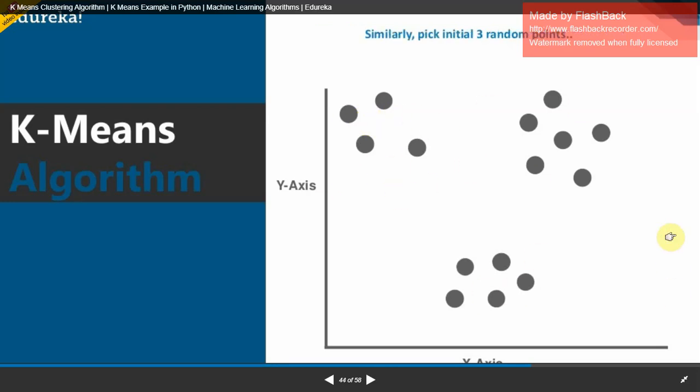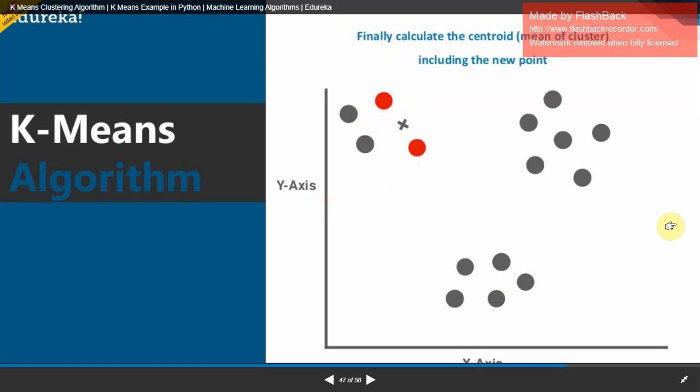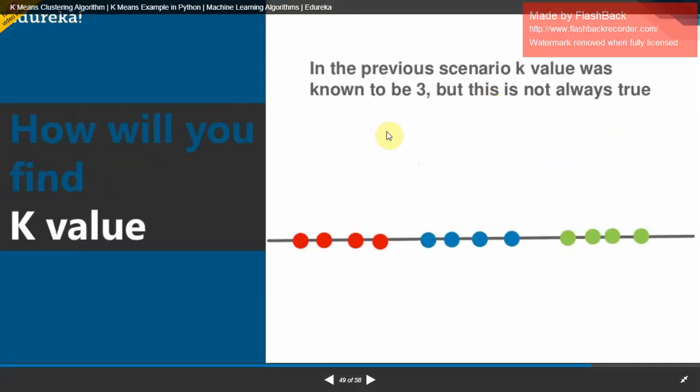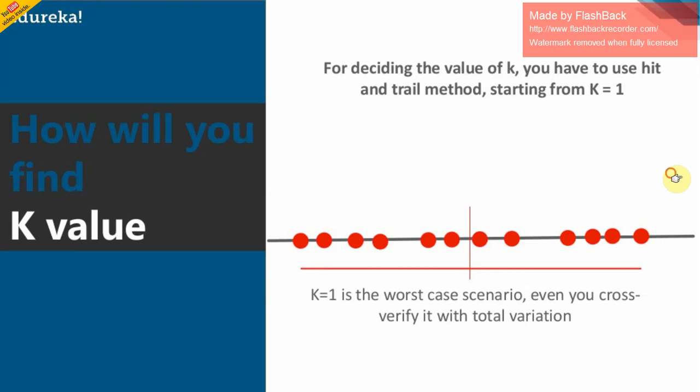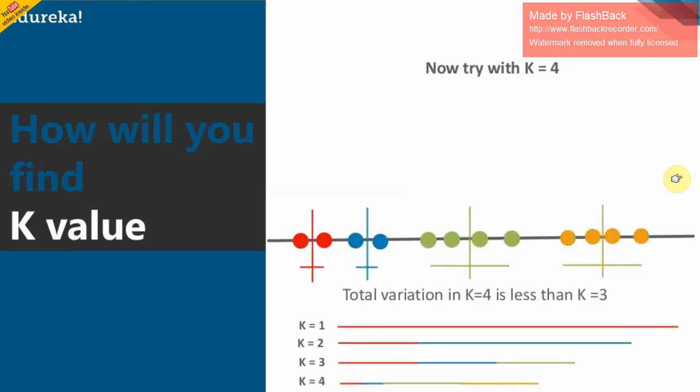Similarly, if we pick three random points and calculate the Pythagoras theorem distance from each centroid, we assign the nearest clusters, including the new point. In the previous scenario the k value was known, but this is not always true. So to decide the k value, you have to use the trial method, starting from k equal to 1, then k equal to 2, k equal to 3, and k equal to 4.